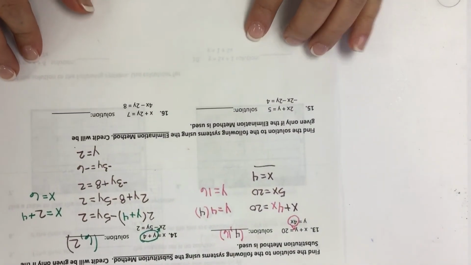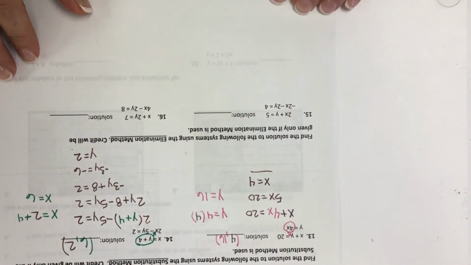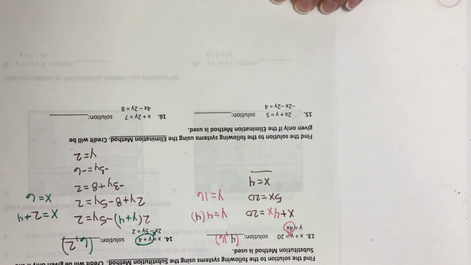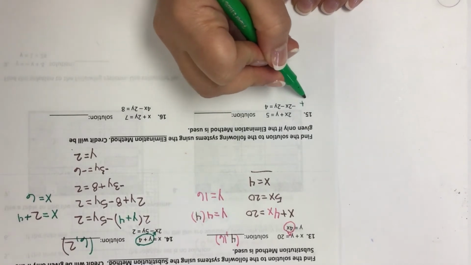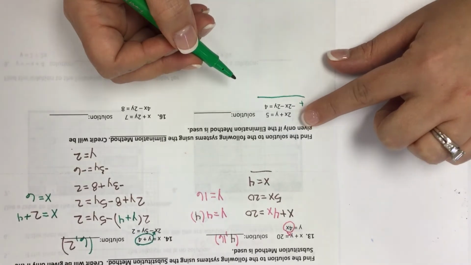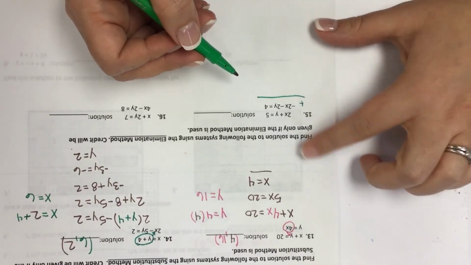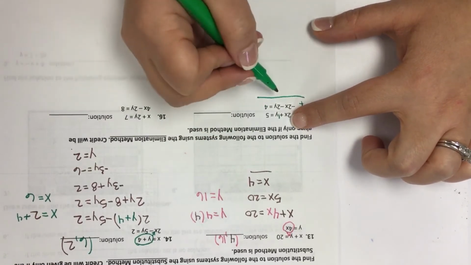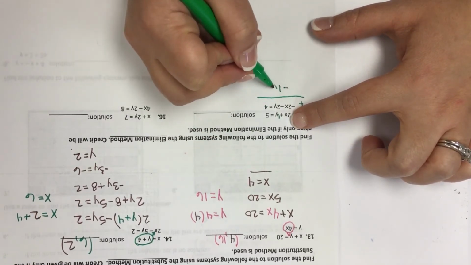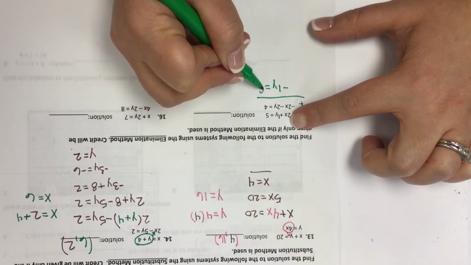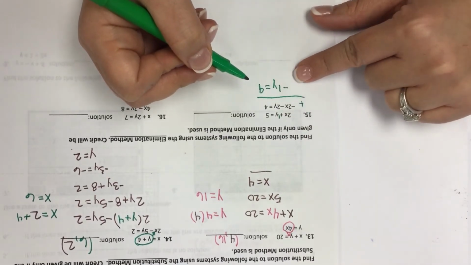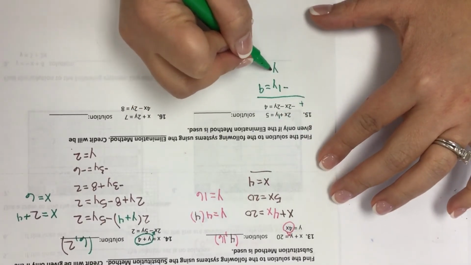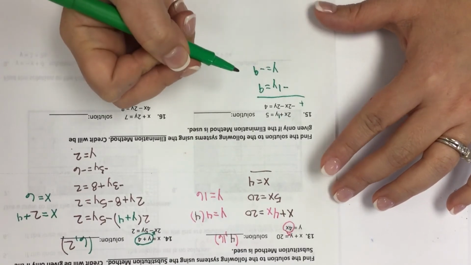Then we have our last one, solving using the elimination method. This is where we add straight down. 2x minus 2x is 0, those cancel out. I can say there's a 1 in front of the y, so 1y minus 2y is a negative 1y. 5 plus 4 is 9. Negative 1y equals 9, which means y equals negative 9.